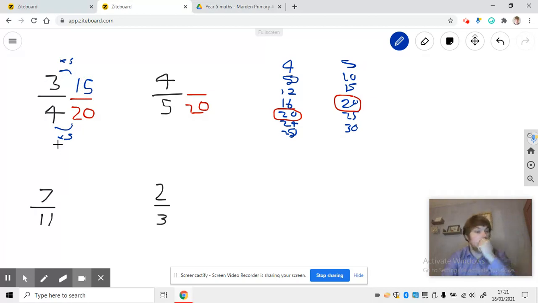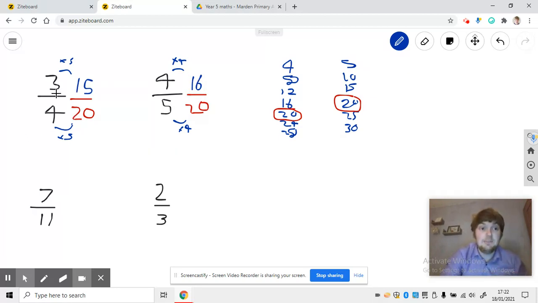So I know 3/4 is equivalent to 15/20. If I go look on the other side, what do I do to 5 to get to 20? I multiply by 4. So the rule is, whatever you do to the numerator and the denominator. So I multiply the numerator by 4, which gives me 16. So over here we can see I've got 3/4, which is 15/20, and here I've got 4/5, which is 16/20.